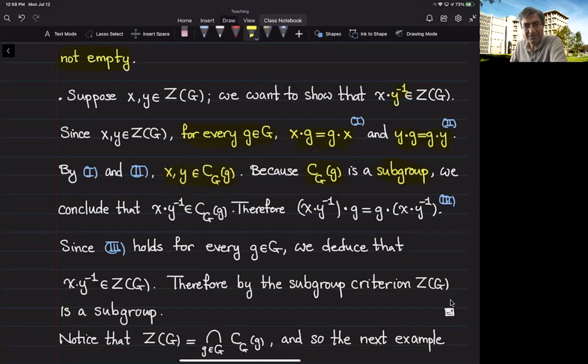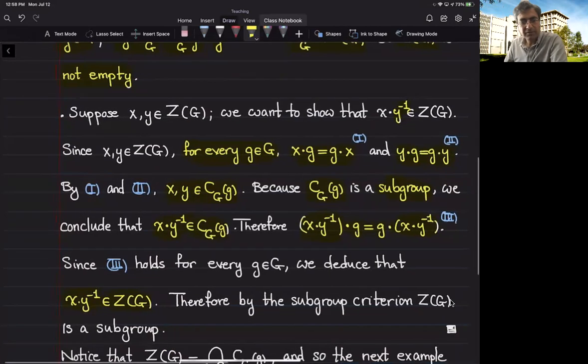Now, the centralizer of G is a subgroup, and therefore X dot Y inverse is inside the centralizer of G, no matter what G I pick. That means X dot Y inverse dot G is G dot X dot Y inverse for all G inside the group, from which we can deduce that X dot Y inverse is inside the center of G. Therefore, we can use the subgroup criterion.